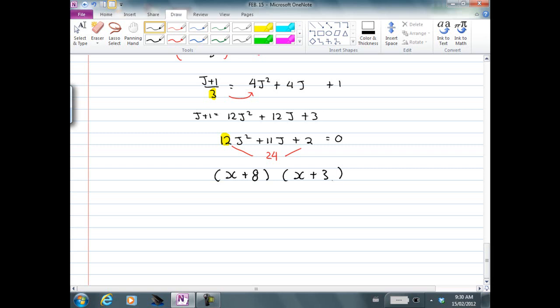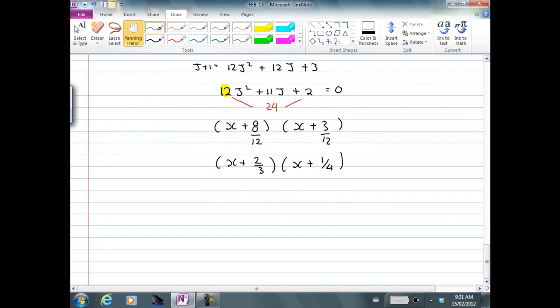You put them both over 12. Good. Because there's a 12 here, I have to divide both of these by 12. That was my policy I taught you before. So let's reduce this before we do anything. That gives me x plus 2 over 3, and x plus 1 over 4. If I'm solving for x, x equals negative 2/3 and negative 1/4.